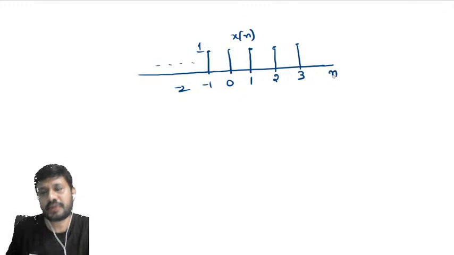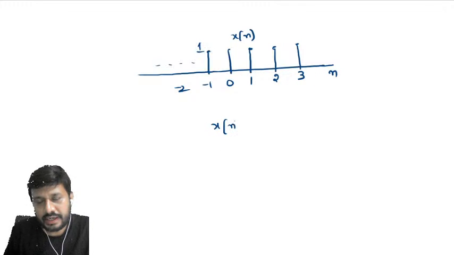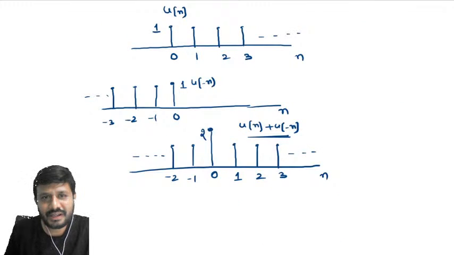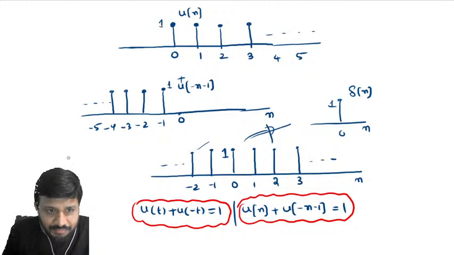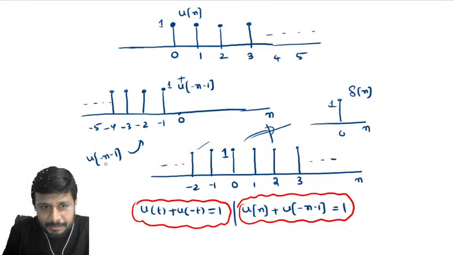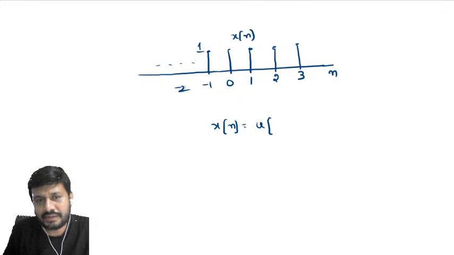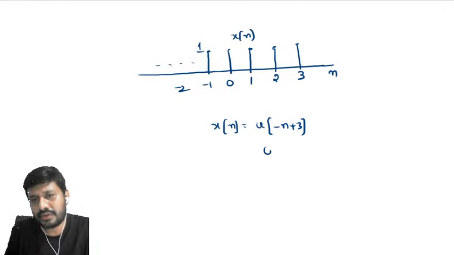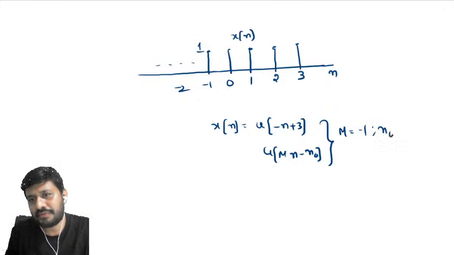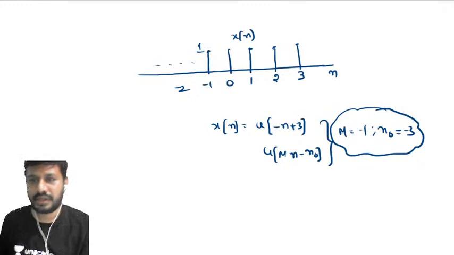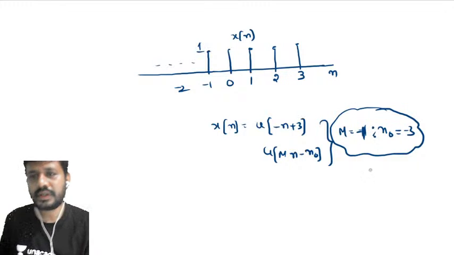Now the question is, can you express this signal in terms of unit steps? Yes, we can. Observe here, my students, if you have any doubt: u of minus n minus 1 exists from minus infinity to minus 1. If it exists up to 3, it is u of minus n plus 3. Now compare with u of mn minus n naught. In place of m, we have minus 1, and in place of n naught, minus 3. So m is minus 1 and n naught is minus 3. Manoj, your answer is the correct answer. This is the answer.